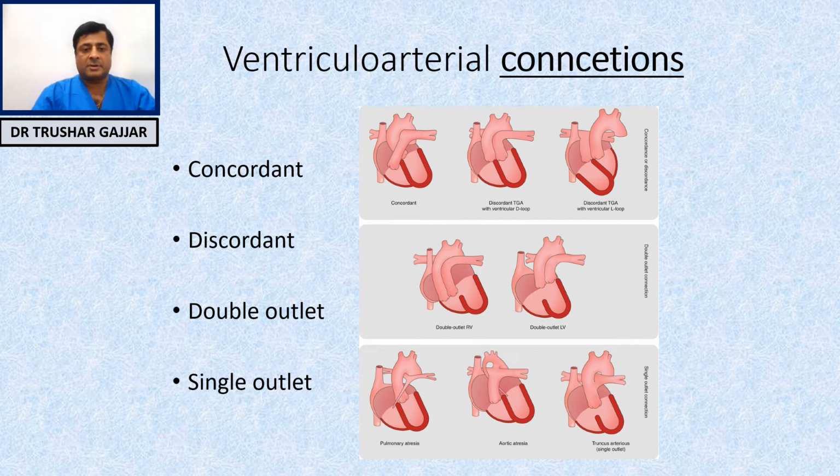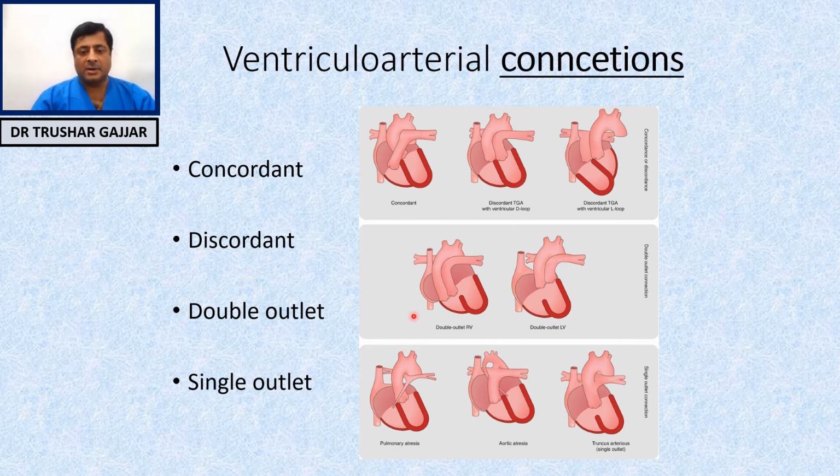So before we go to the anomalies of the ventricular arterial outflow tract, let us see certain terminologies. There are two things in the ventricular outflow tract, that is connections and relations. In connections, there is a concordant connection, which means the right ventricle is connected with the pulmonary artery and the left ventricle is connected with the aorta. That is called concordant connection. While in discordant connection, the aorta is connected with the right ventricle and the pulmonary artery is connected with the left ventricle.